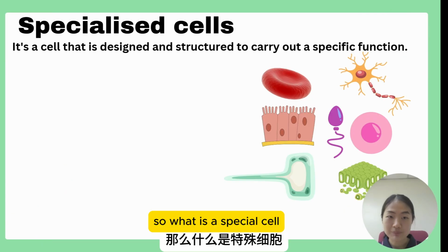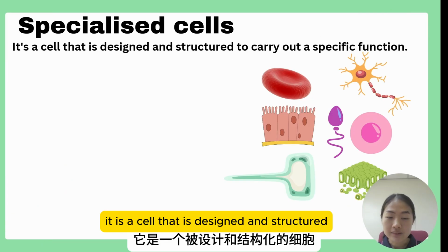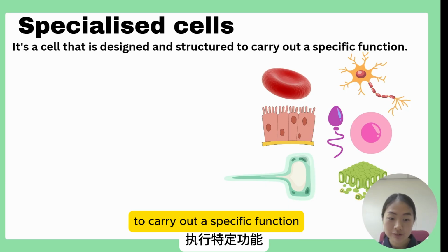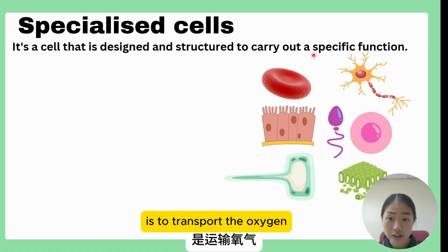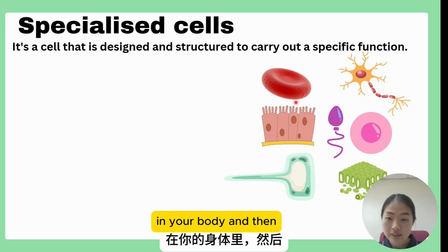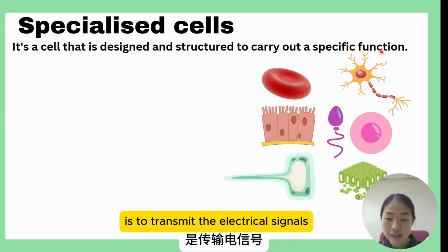So what is a special cell? It is a cell that is designed and structured to carry out a specific function. For example, the job of the red blood cells is to transport oxygen in your body, and the function of the nerve cell is to transmit electrical signals.